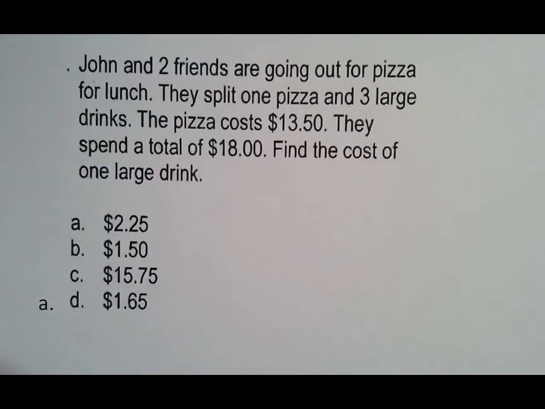So John and two friends are going for pizza for lunch. They split one pizza and 3 large drinks. The pizza costs $13.50. They spend a total of $18. Find the cost of one large drink.